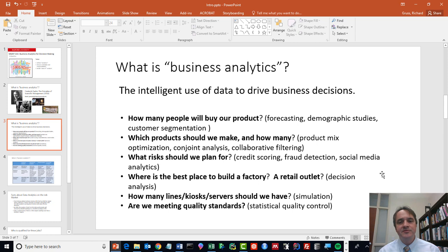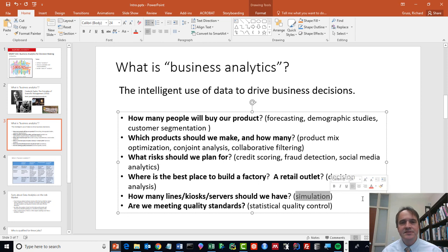Where is the best place to build a factory or a retail outlet or a distribution center or a warehouse, or any kind of location decision? There are very highly sophisticated models for figuring out the best way to do that. Even a question as simple as how many lines or kiosks or servers should we have? There's a whole field of analysis that does these simulations where, well, you don't know what will happen to the wait time or customer satisfaction if you have 3 servers versus 2.